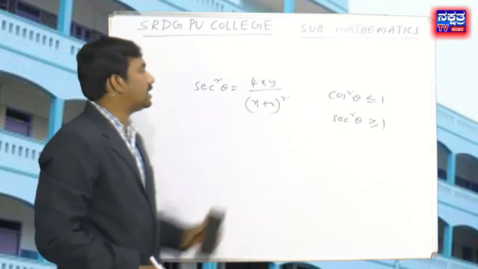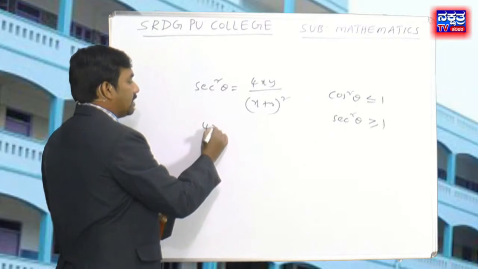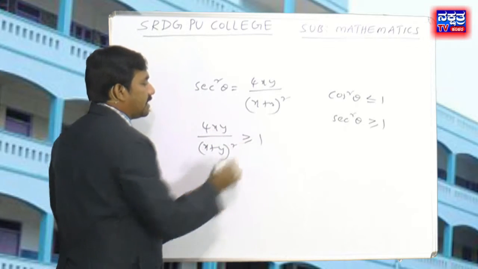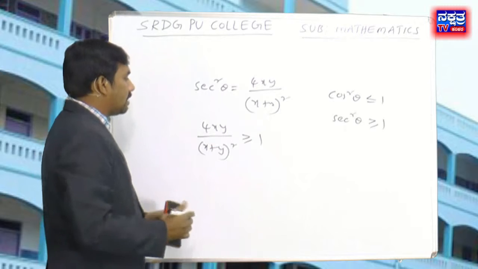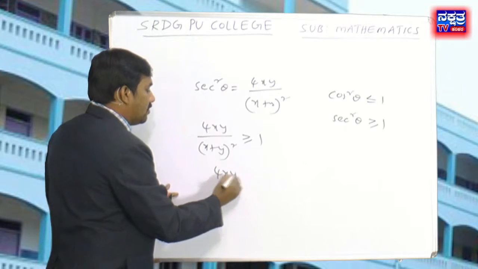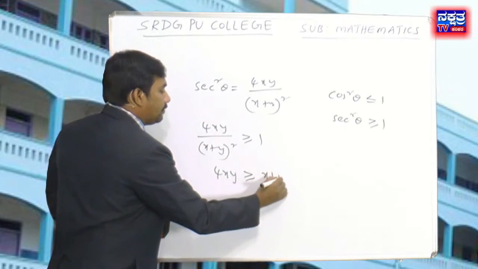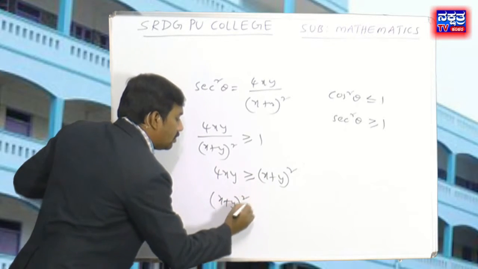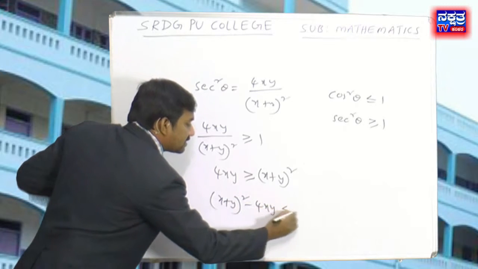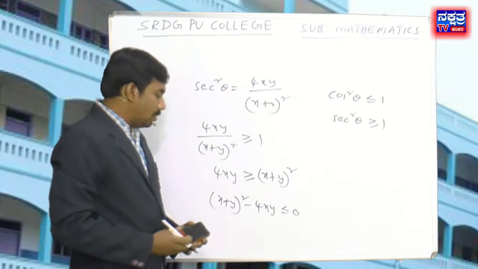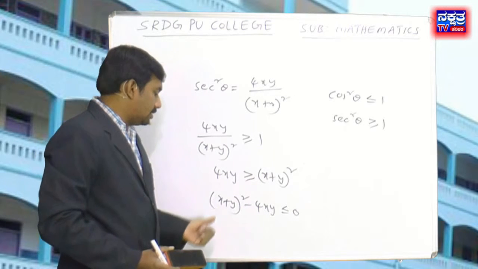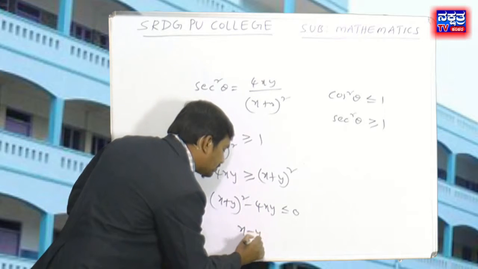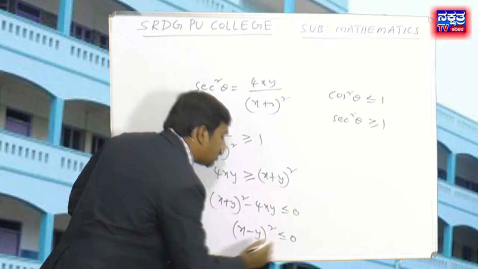So secant square theta greater than or equal to 1 means 4xy by (x plus y) whole square is greater than or equal to 1. Then if you take the cross multiplication, 4xy is greater than or equal to (x plus y) whole square. (x plus y) whole square minus 4xy less than or equal to 0. Now, this is an algebraic formula: (a plus b) whole square minus 4ab is called (a minus b) whole square. So (x minus y) whole square less than or equal to 0.